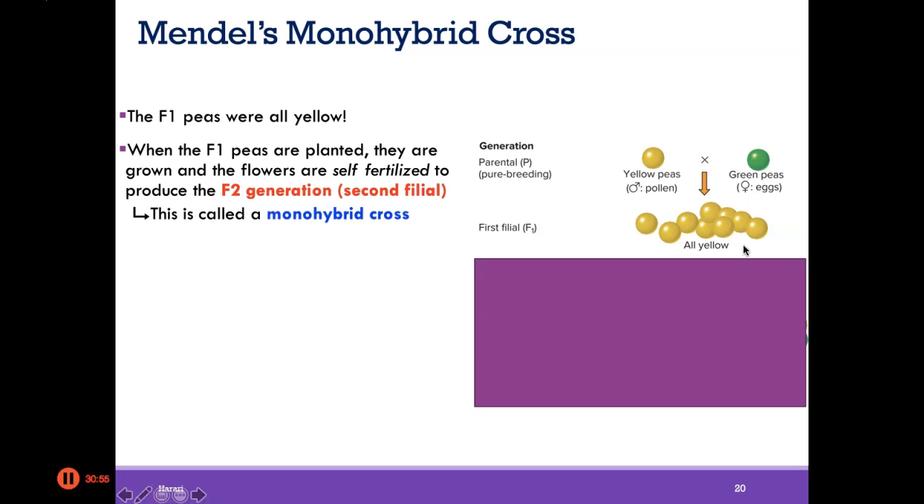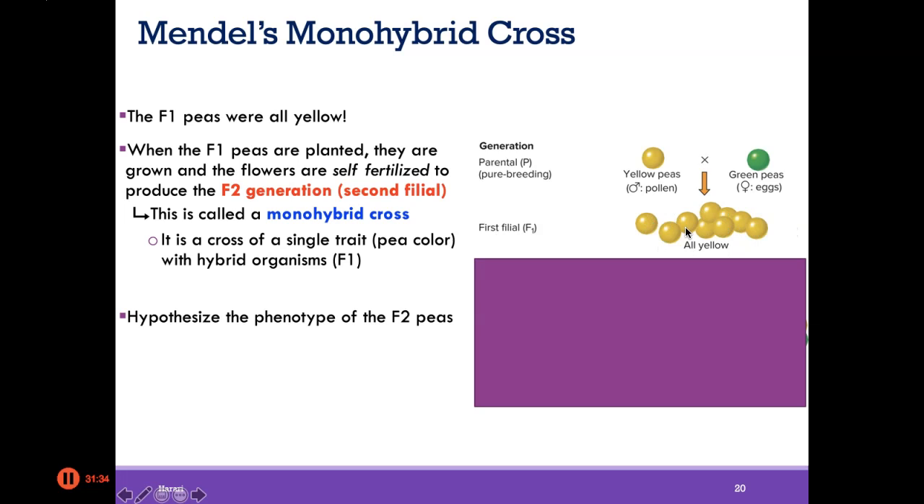Right? This is called a monohybrid cross, and I'll explain why in a bit, because it's a cross where there's a single trait, we're only looking at pea color, that's mono, with hybrid organisms. These are hybrid organisms, as we'll soon see. So when we take hybrid organisms and only look at one trait, that's a monohybrid cross. We're looking at only one trait, that's pea color, and we're looking at hybrid organisms. These are not pure breeding. How do we know? Because what happens when you cross the F1s, right?